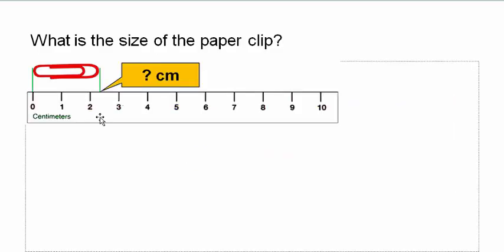Okay, number 6 says, what is the size of this paper clip? So you see it's between 2 and 3, and you would guess that digit, so it would be 2.3 centimeters.